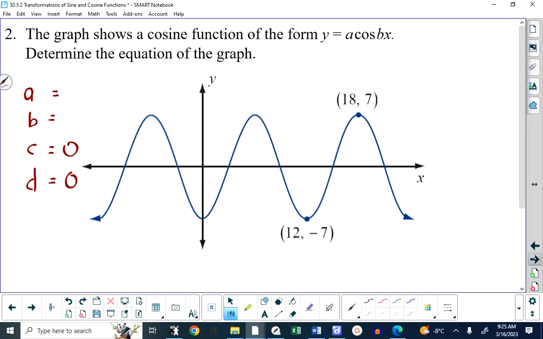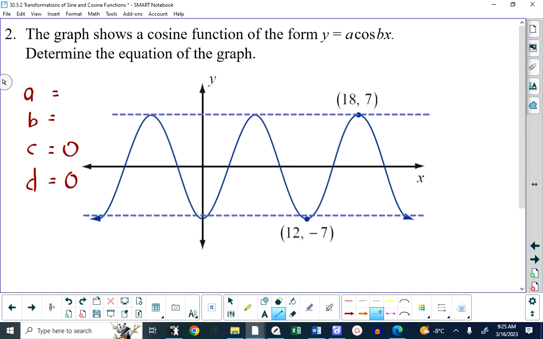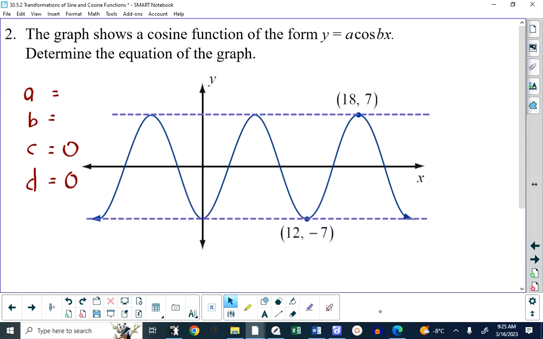Aiden, do you know what the amplitude is? 7. It is 7. We can see visually, and I don't know that you need to do this, but this is the maximum, this is the minimum. And we know, I mean visually it's pretty easy to see this, we know that the middle is halfway in between, and since the maximum is at 7 and the minimum is at -7, the middle is at 0, so you can see the amplitude is 7. If the amplitude is 7, that means A is 7.